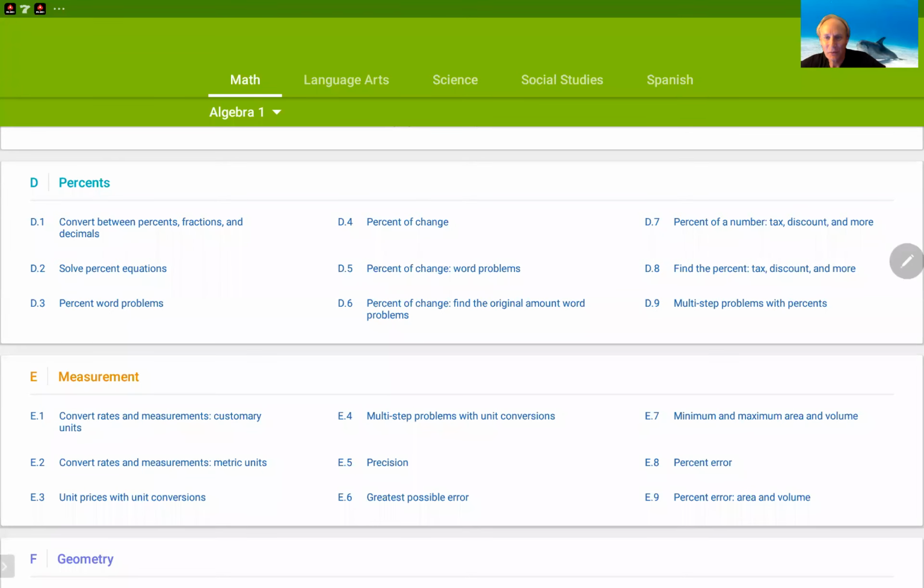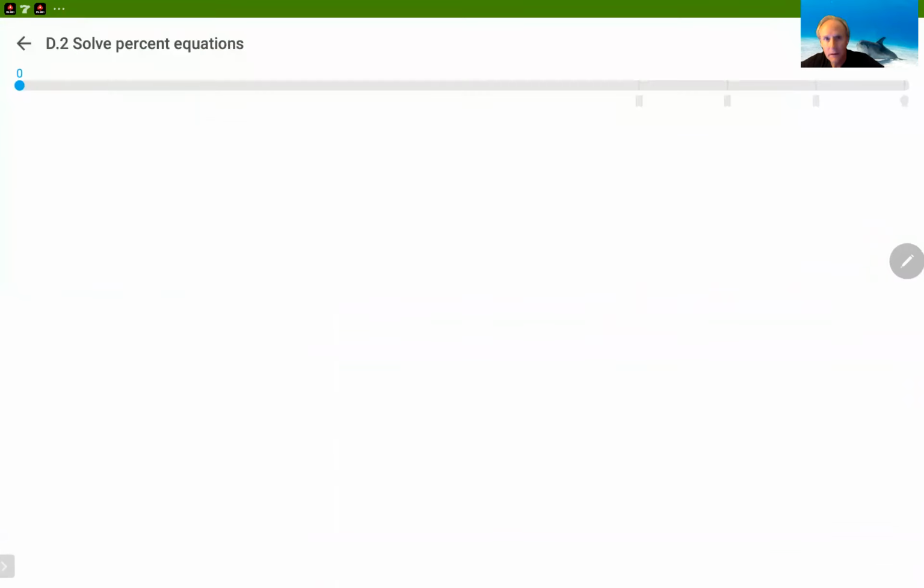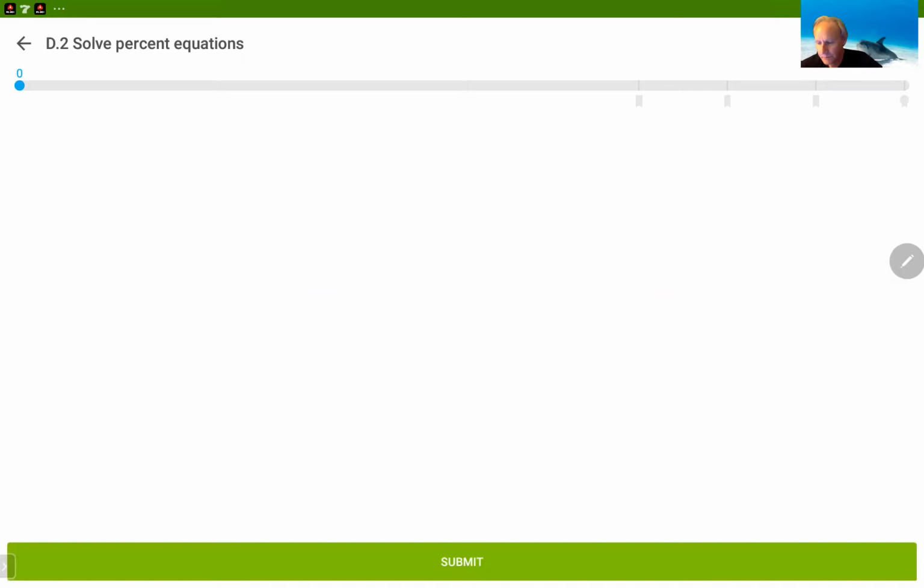Hi folks, we're going to do solving percent equations, and this is D2 from Algebra 1. So let's get started. I have a calculator handy just in case, but hopefully I won't need it.